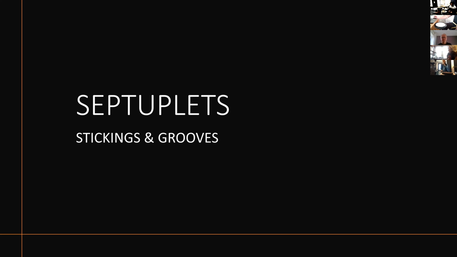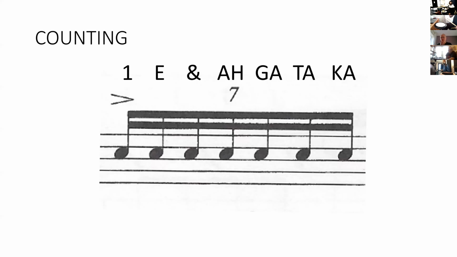So let's get into this. So first, the counting system. Septuplets, we count 1e and the getaka. Once again, just like last week, these sounds don't mean anything. 1e and the getaka, 7 sounds.